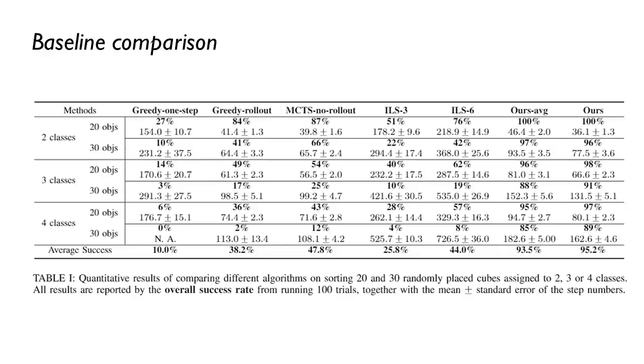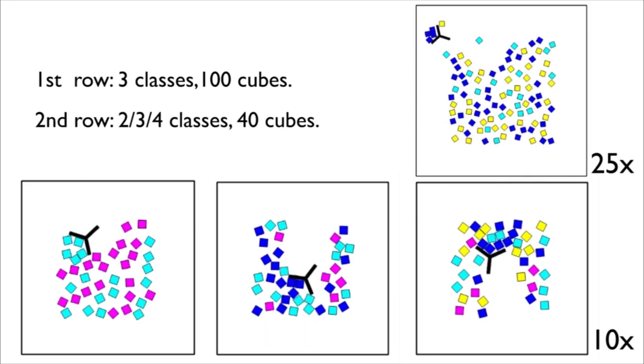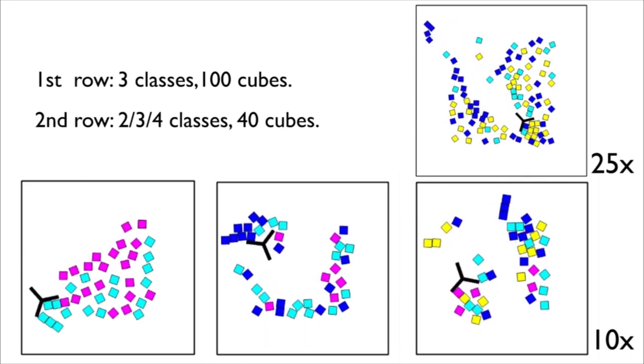We show the performance of the proposed sorting planner with quantitative and qualitative results. We first conduct experiments to motivate the choice of MCTS and compare against several baselines. We query all algorithms to solve cube sorting tasks with different numbers of objects and classes in simulation. All results are reported by the overall success rate from running 100 trials for each task, together with the mean and standard error of the step numbers. Here we show the qualitative results of sorting different numbers of objects and classes.